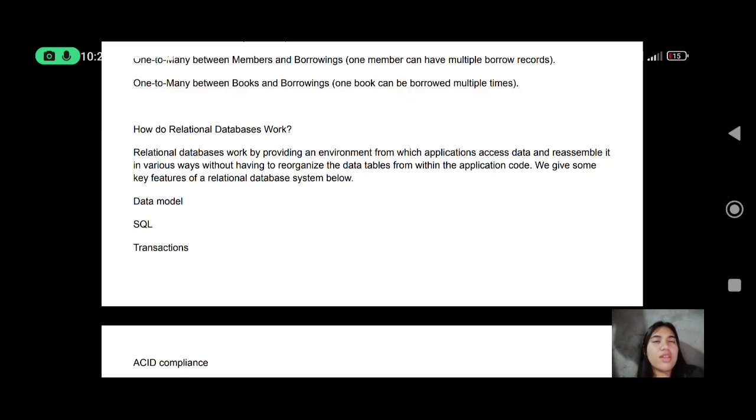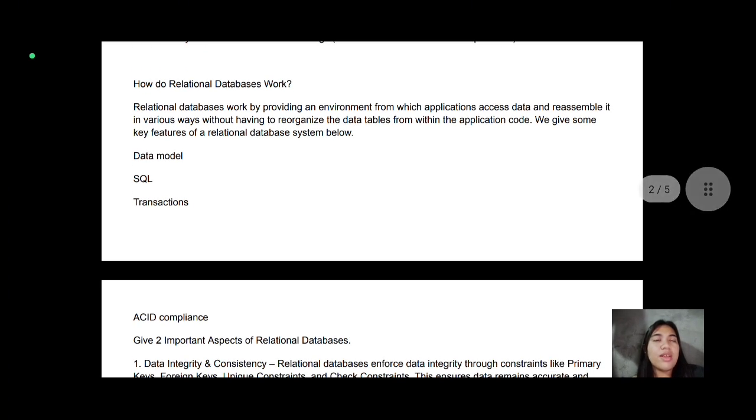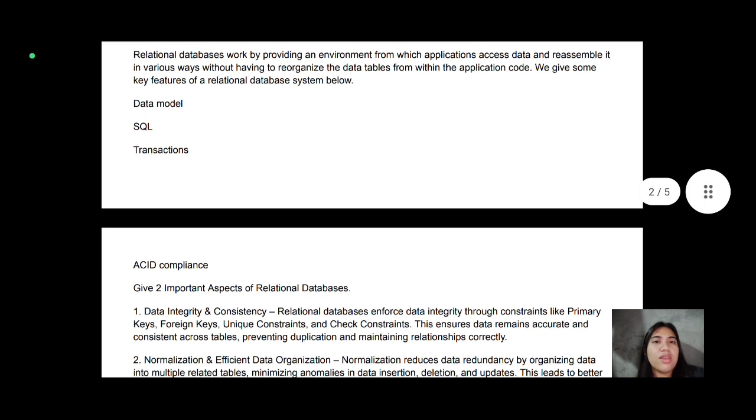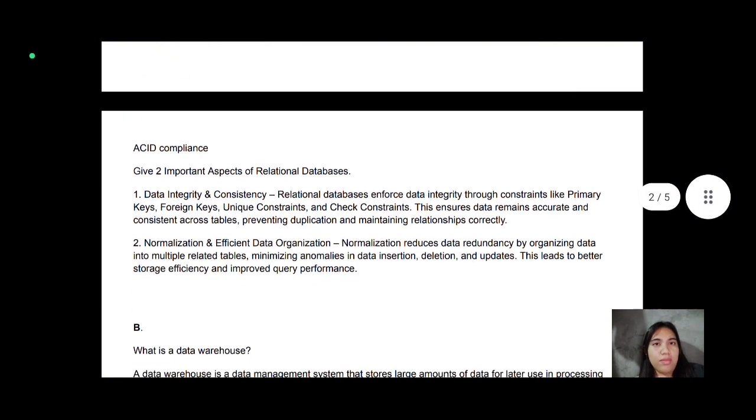How do relational databases work? Relational databases work by providing an environment from which applications access data and assemble it in various ways without having to reorganize the data tables within the application code. We give some key features of a relational database system below: data model, SQL, transactions, and ACID compliance.